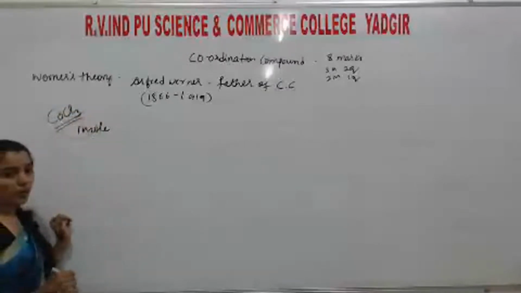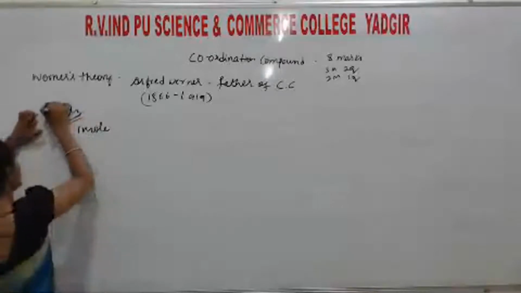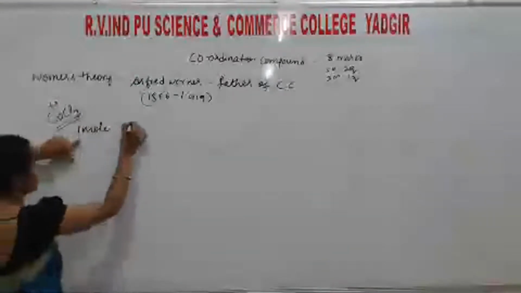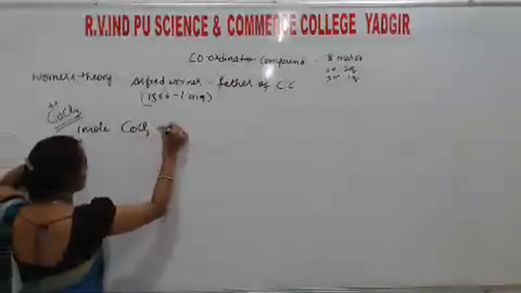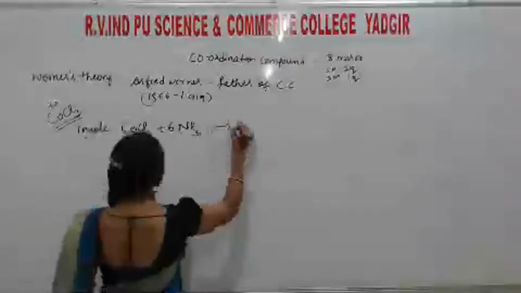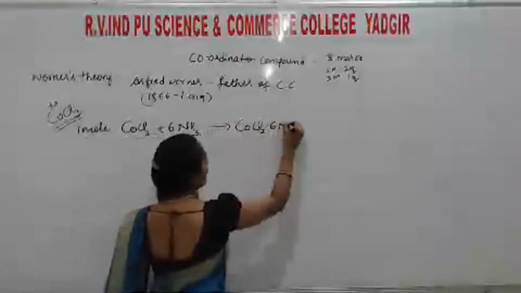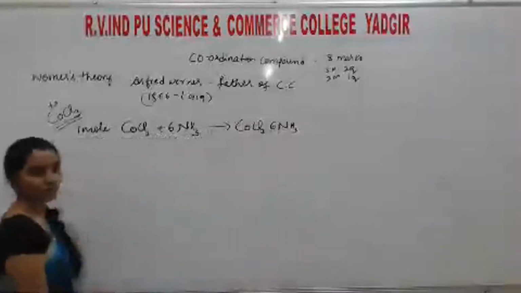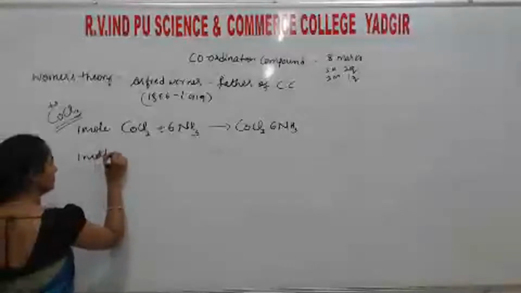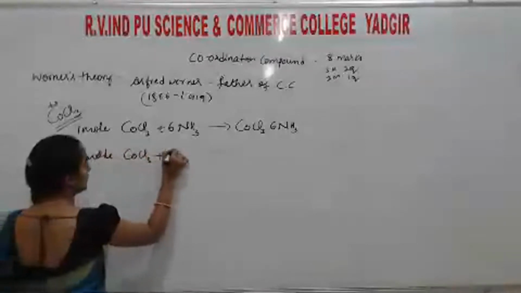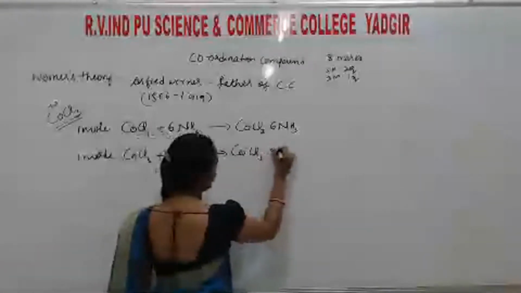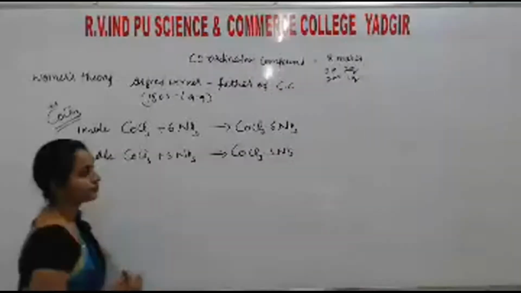First he considered CoCl3, cobalt trichloride. Here cobalt is in +3 oxidation state. This is taken as the primary reactant. So 1 mole of CoCl3 reacts with 6 moles of ammonia. Then he assumed the structure may be in this form. Next, 1 mole of CoCl3 with 5 moles of ammonia, so this is CoCl3 into 5NH3.